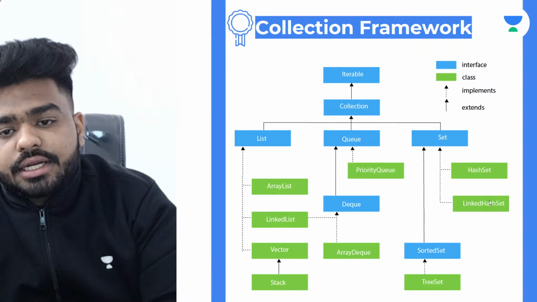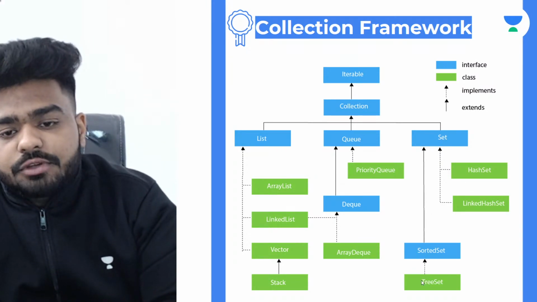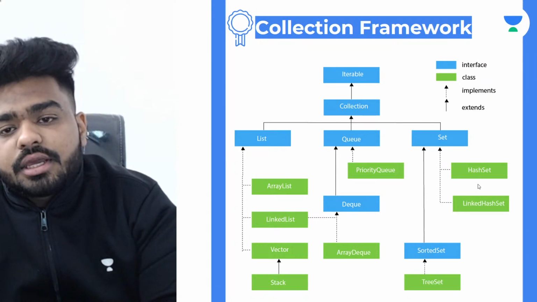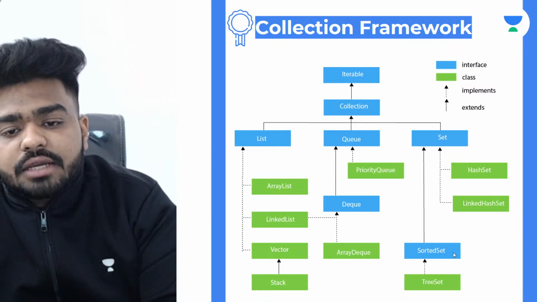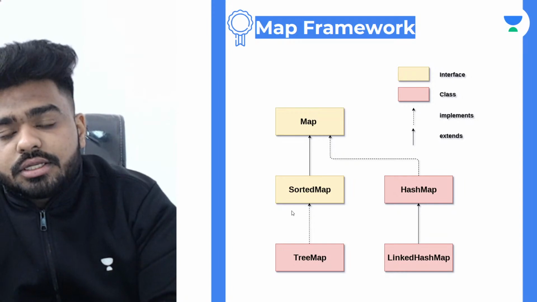दो classes हैं, has set and linked has set, and we have one particular interface which is sorted set, in which we have tree set, right? Similar thing is happening in map. In map also we have two classes, hash map and linked hash map, and then we have sorted map in which we have tree map. Same thing, same structure. ठीक है?